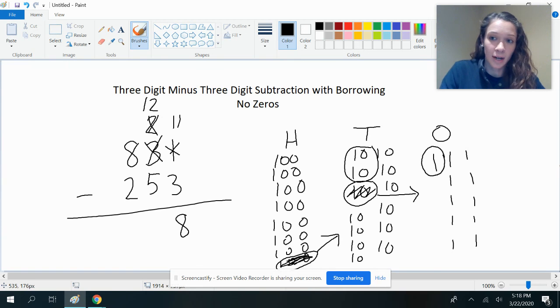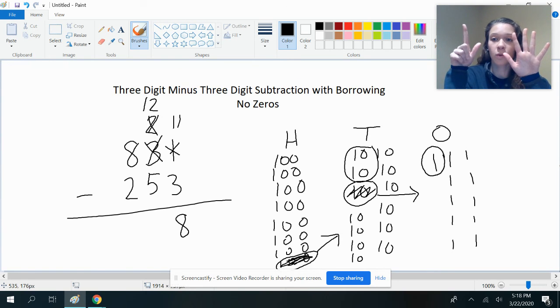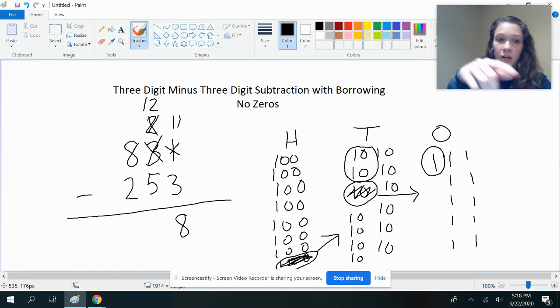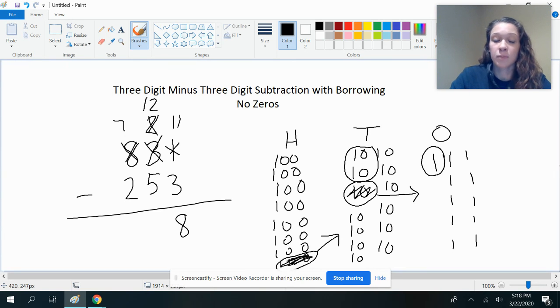And now I need to show what I have in my hundreds place. I started with 800s and I just took one away. So now I have 700. 700s in my hundreds place. So I'll show it like that. Now I can subtract in the tens place. So I have enough numbers to take away from. I'll put 5 in my head, count up to 12. So 5, 6, 7, 8, 9, 10, 11, 12. So 12 minus 5 is 7, so I'll go ahead and write that in my tens place.